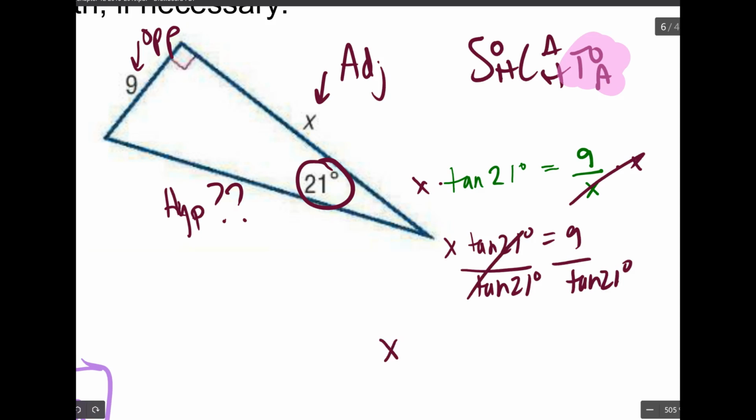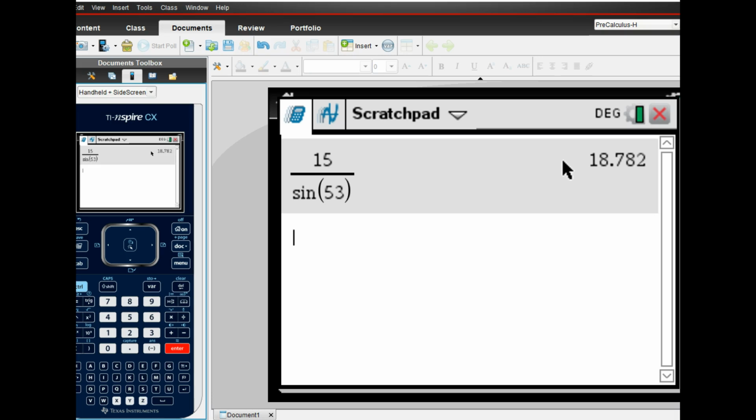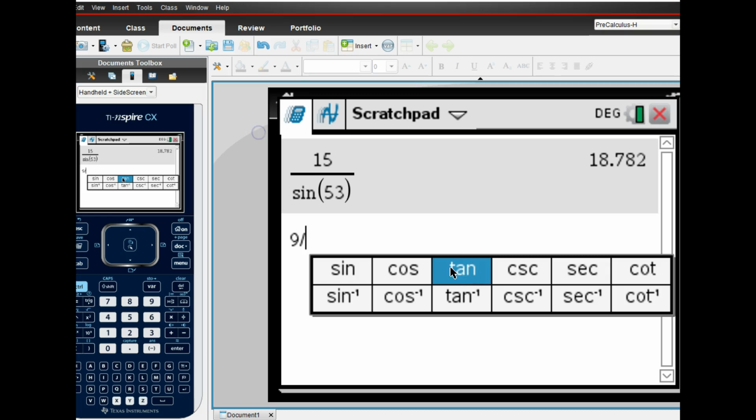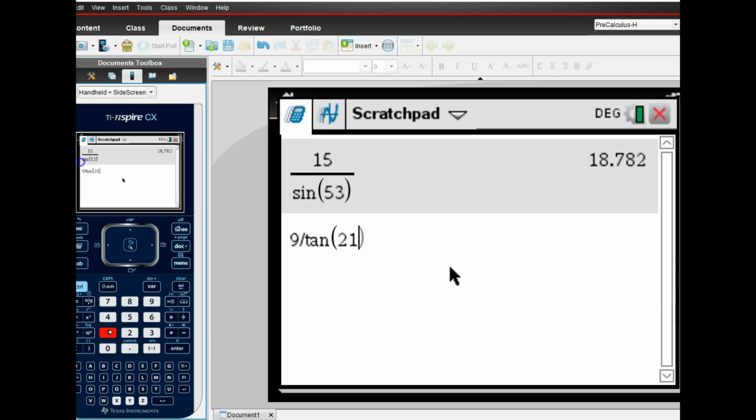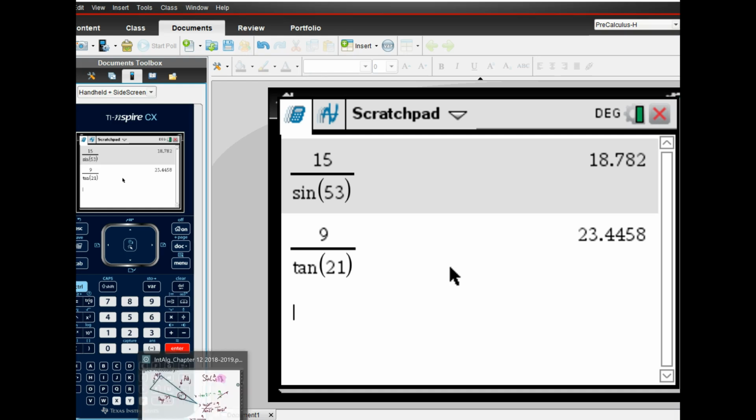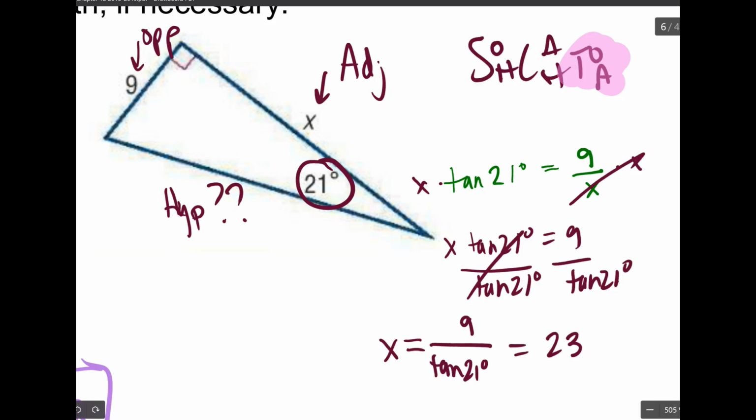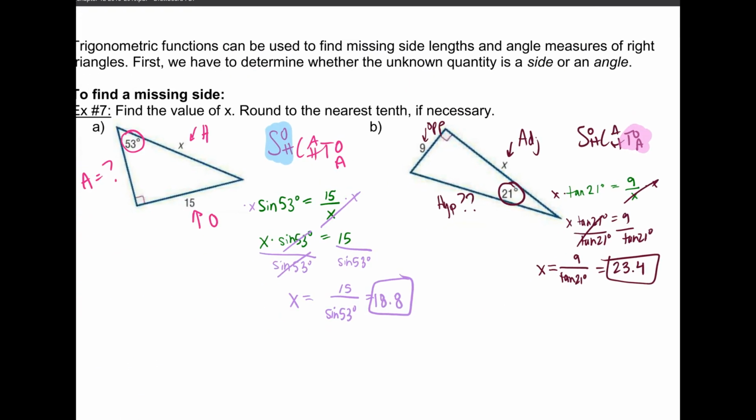Good. So x is equal to 9 divided by tangent of 21 degrees. So 9 divided by tan 21. Go to trig, push tan, 21. I get 23.4458. What is this rounded to the nearest tenth? 23.4. Good. So this is 23.4. Awesome.